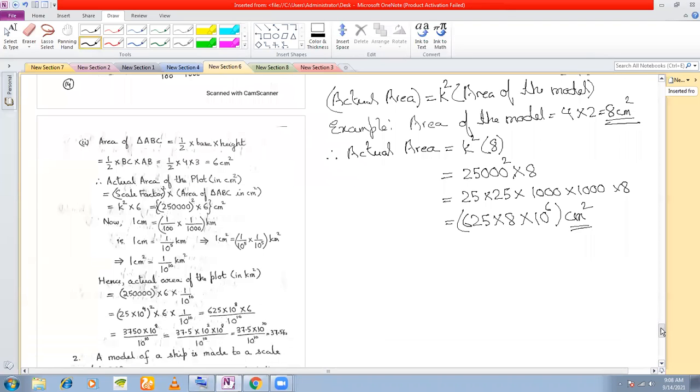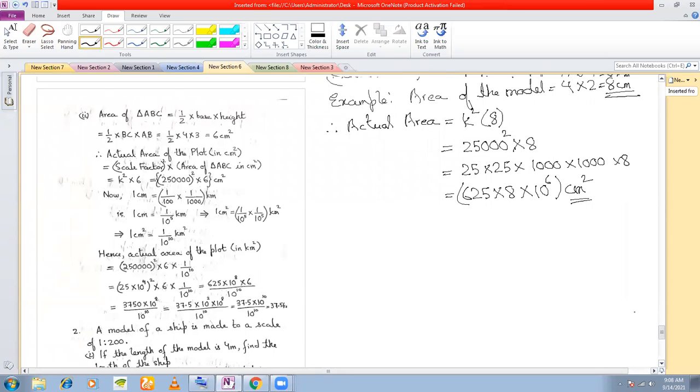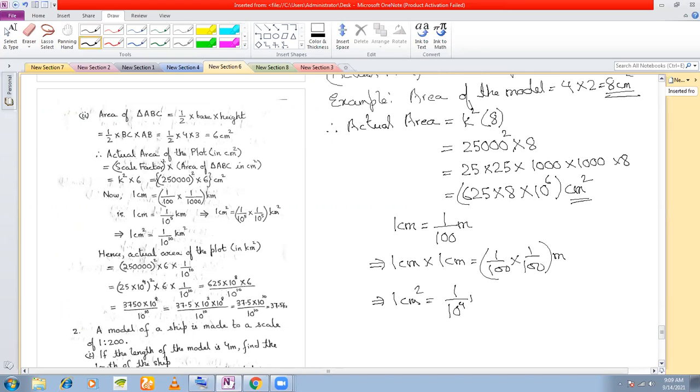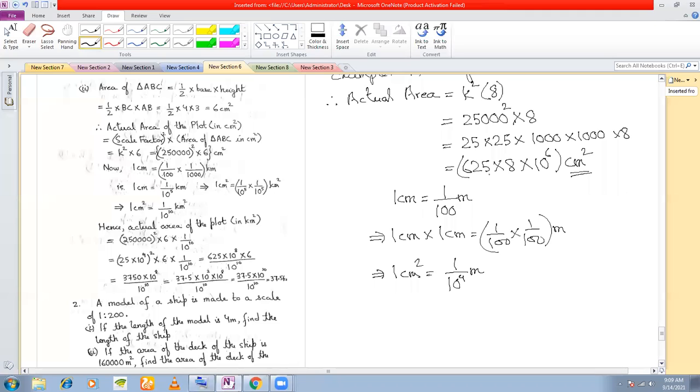Now we would like to convert centimeter square to, say, meter square. So how do you convert? You know that 1 centimeter is equal to 1 by 100 times meter, right? That means 1 centimeter into 1 centimeter is equal to 1 by 100 into 1 by 100 meters, right? That means 1 centimeter square is equal to 1 by 10 to the power of 4 meters. So that means this much centimeter square will be equal to how much meter square?